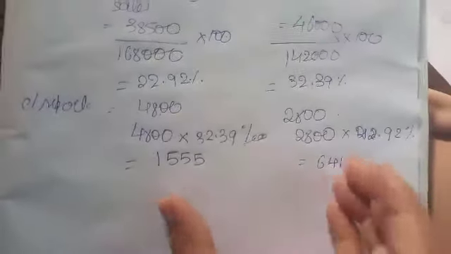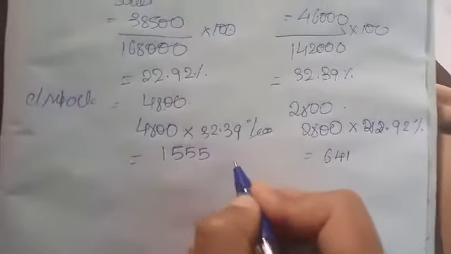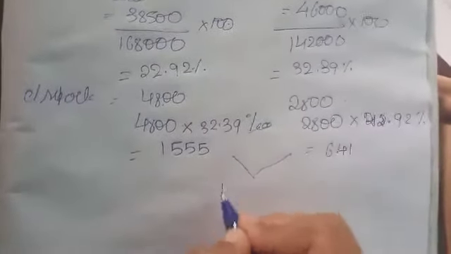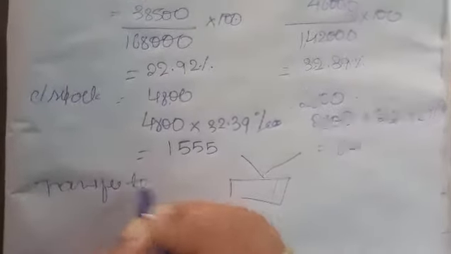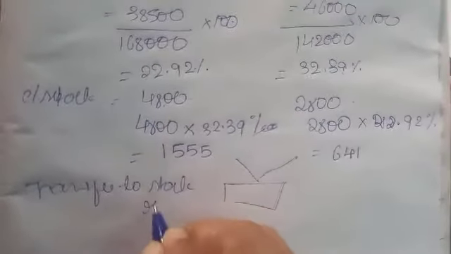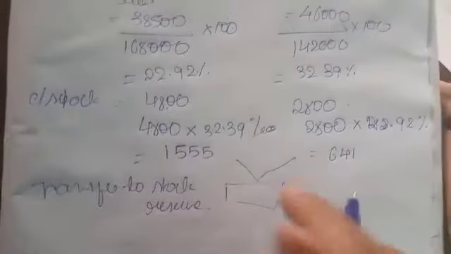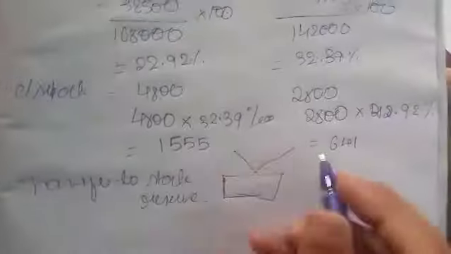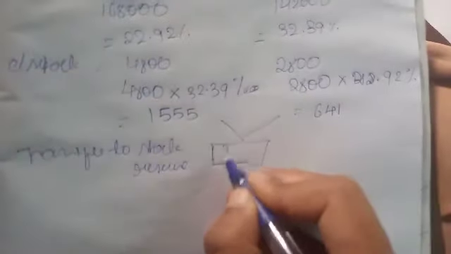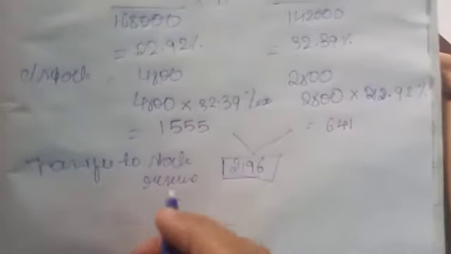Now we'll take this as a total and transfer to stock reserve, because this is the profit which is included in the closing stock. So the total of this is 2196.